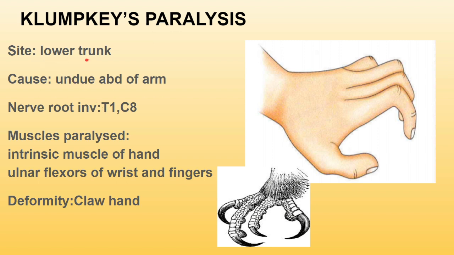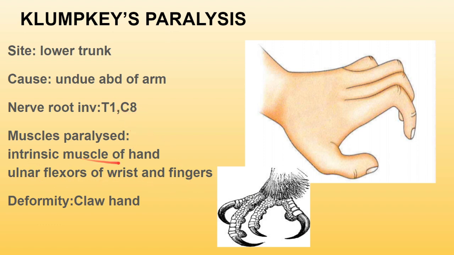The main cause of injury to the lower trunk is undue abduction of the arm, which occurs when you try to clutch something while falling from a great height, to safeguard yourself. At that time undue abduction of the arm occurs, which causes injury to the lower trunk, or it may occur due to birth injury. Now the muscles paralyzed are the intrinsic muscles of the hand, which are supplied by the T1 nerve, and the ulnar flexors of the wrist and fingers, which are supplied by the C8 nerve.